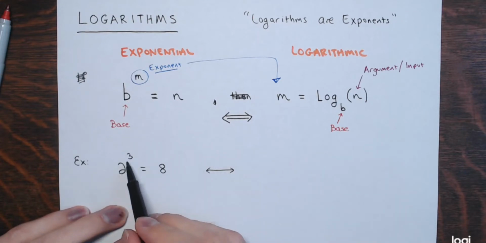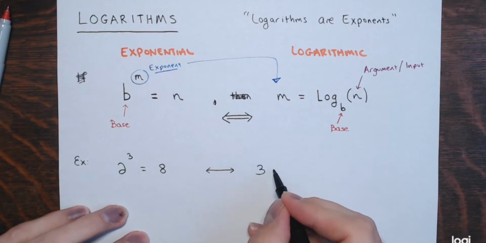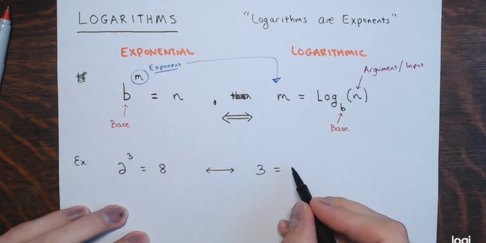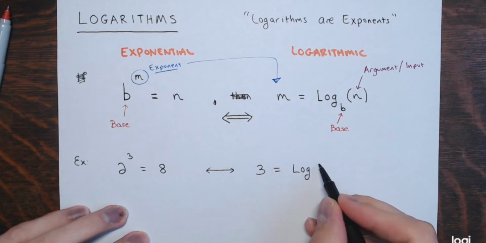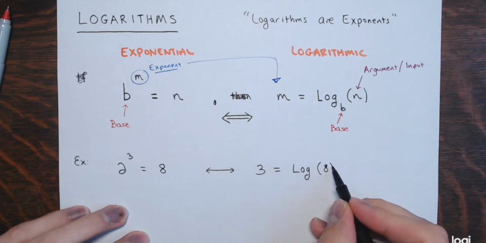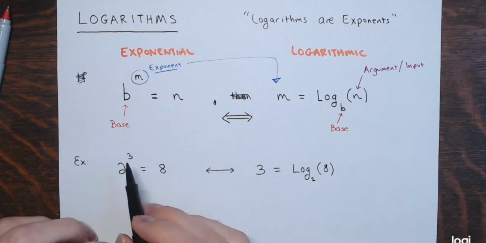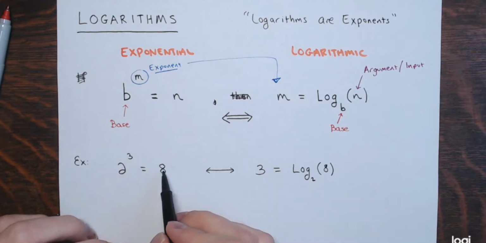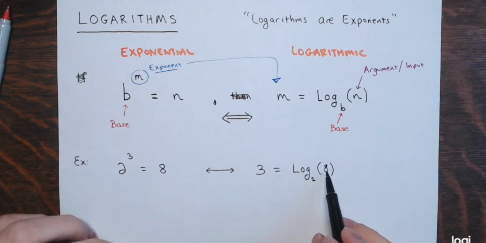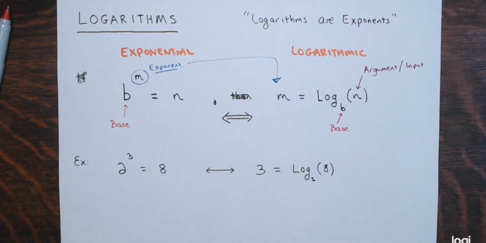So if 2 to the third power is 8, we would say that the exponent 3 is the logarithm of 8 base 2, right? 3 is the logarithm of 8 base 2, log of 8, and then a little 2 underneath the log symbol. Or 3 is the log base 2 of 8. Sometimes people might say it that way.